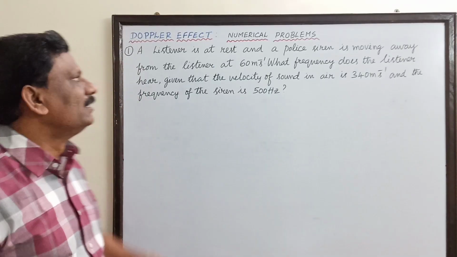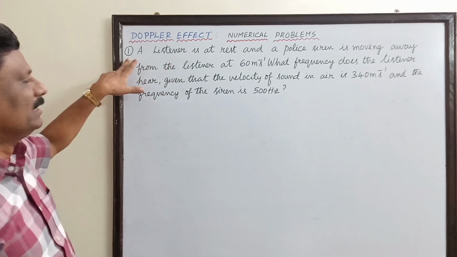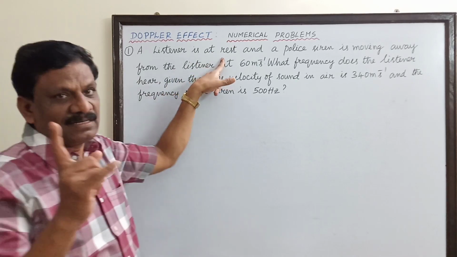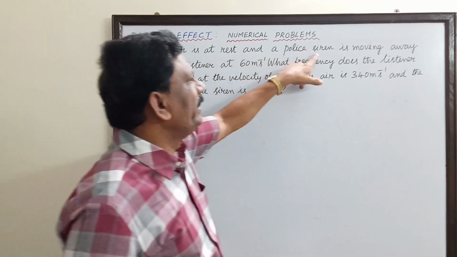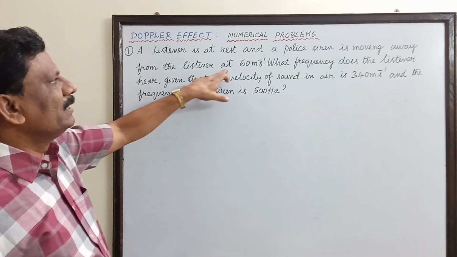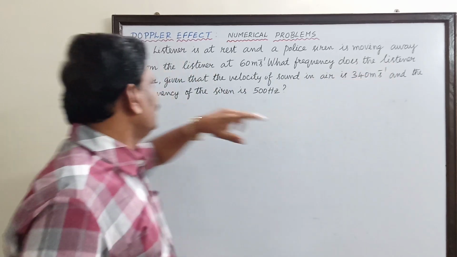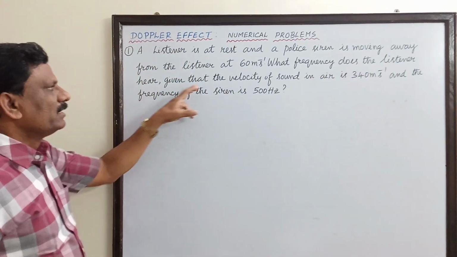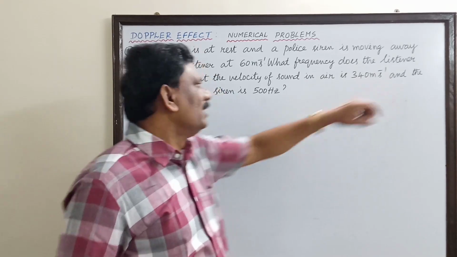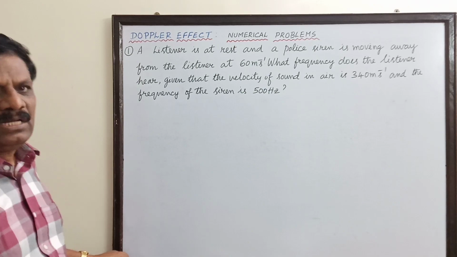Hi students, now we will solve a numerical problem in Doppler effect. The first problem. A listener is at rest and a police siren is moving away from the listener at 60 meters per second. What frequency does the listener hear given that the velocity of sound in air is 340 meters per second and the frequency of the siren is 500 Hz.